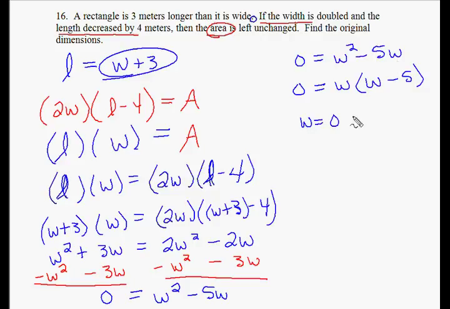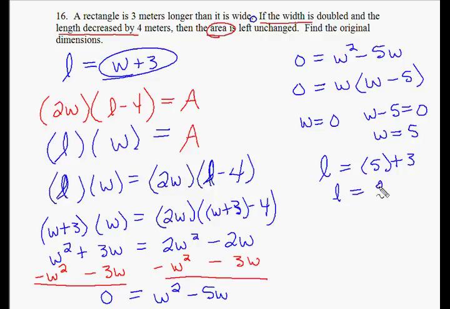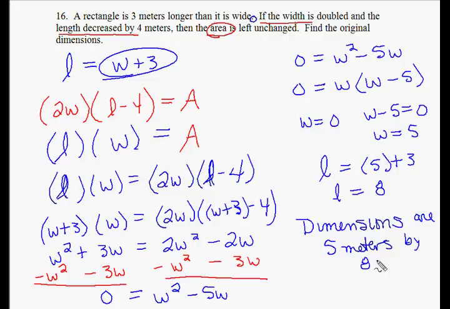In which case the width is 0. Well, that wouldn't make much of a rectangle. Or the width minus 5 is equal to 0, and the width would be 5, which would make the length 5 plus 3. So the length is 8. And so our original dimensions are 5 meters by 8 meters.